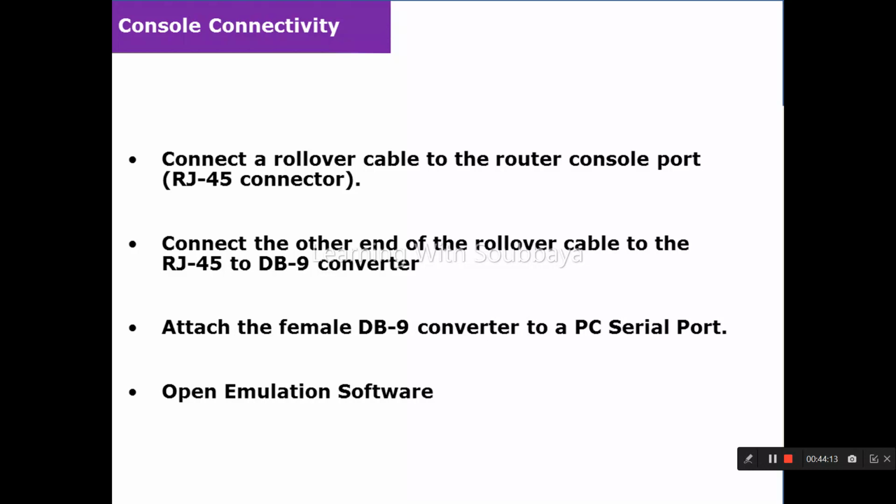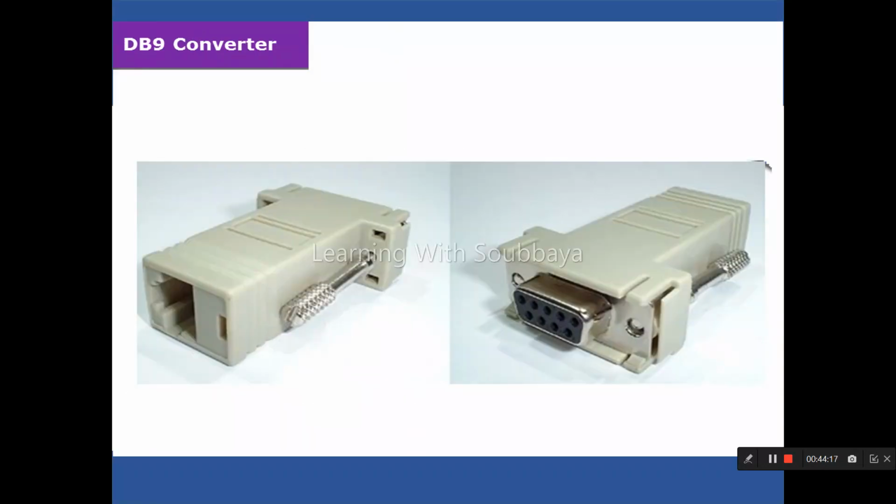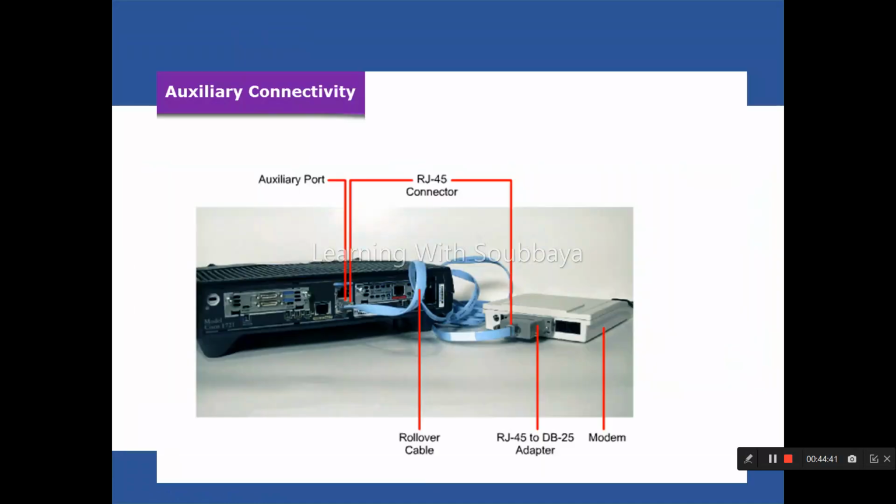Here, console configuration. This is nothing but your adapter. One end of the adapter, DB9, you have to connect to the serial port of the PC. The other end is RJ45, which you need to connect to the console port of the router. Serial port has to be connected here, and the other end has to be connected to the console port.